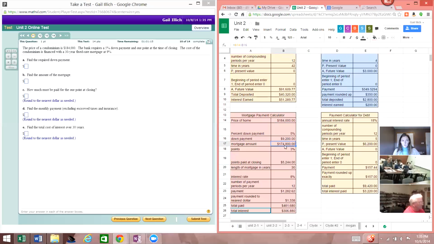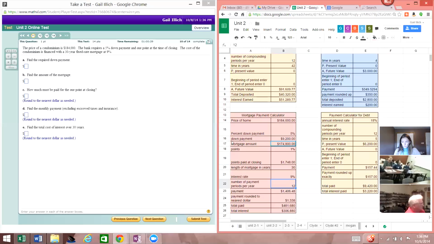$174,800 comes from. Now, they have to pay 1 point at the time of closing. So that's 1% of the mortgage. And then on the points paid at closing, that's the percentage, that's the 1%. That's that calculation there. Now they're doing a 30-year fixed rate loan at 9%. So the 30-year is going to stay, and then the interest rate is 9 now. And this is normal that they would make, I'm guessing, monthly payments.